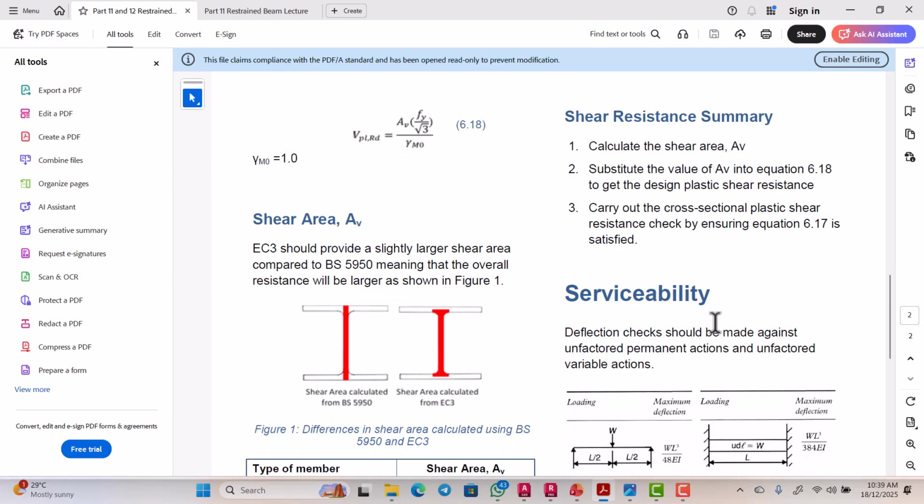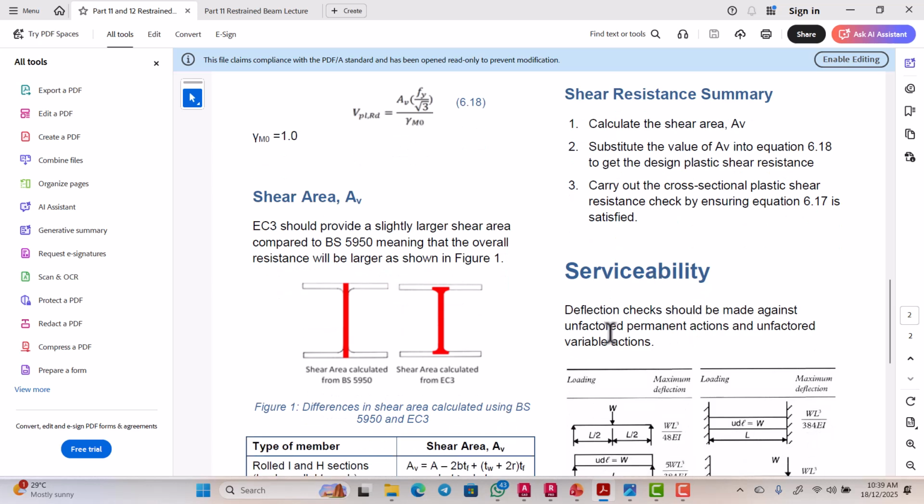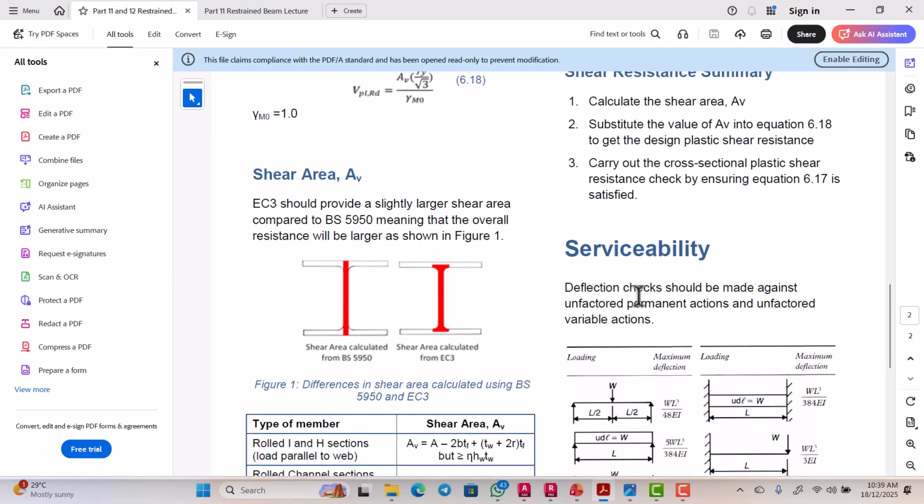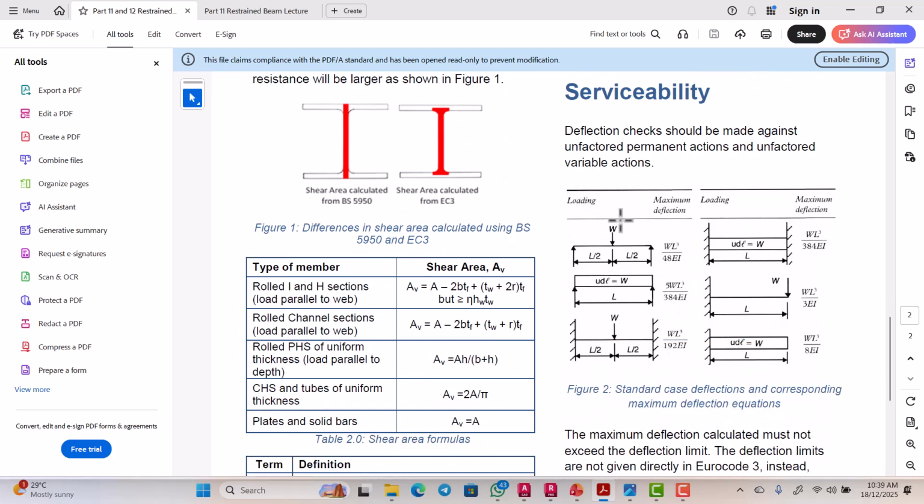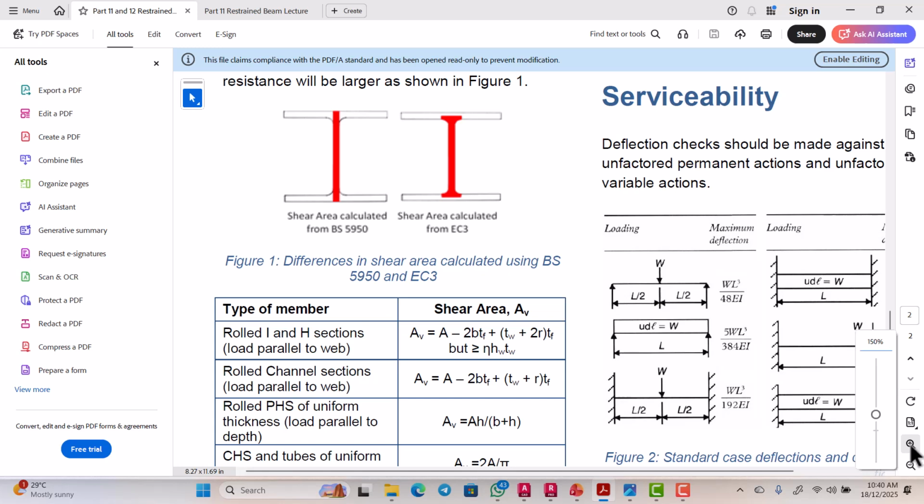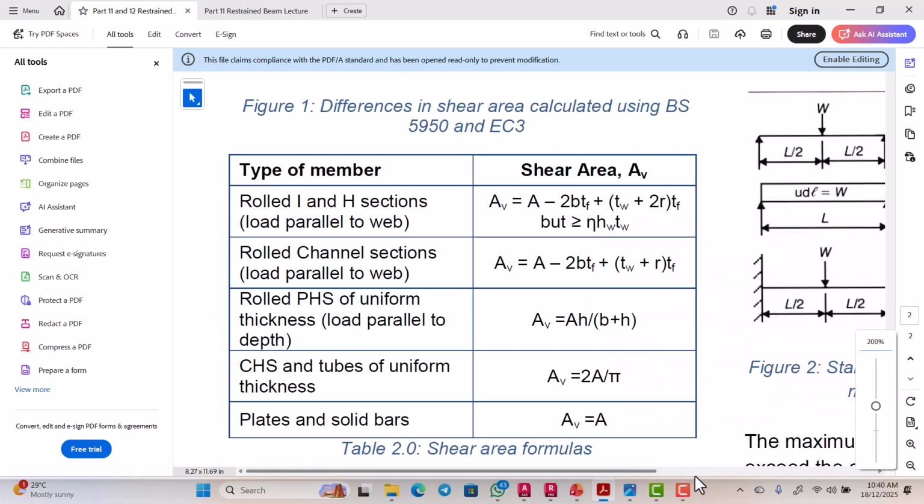Now the next check is the deflection check. When you look here, you see that different loads require different formulas for deflection. So when you have a point load, this is the formula that you are going to use to check for the deflection.